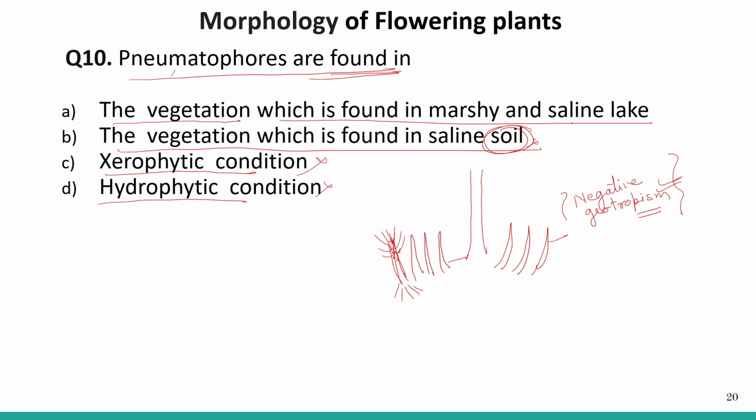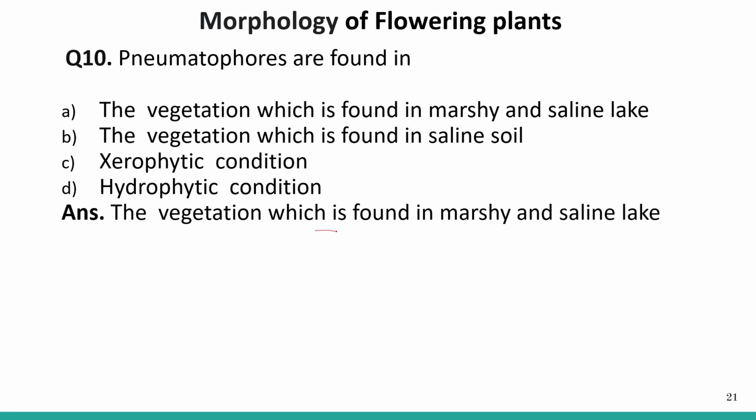Very important. Sometimes you get confused between saline lake and saline soil, so read the distractor carefully. So this one is the correct answer, because the vegetation which is found in the marshy and saline lake bears pneumatophores. Okay. So the vegetation which is found in the marshy and saline lake is the correct answer.